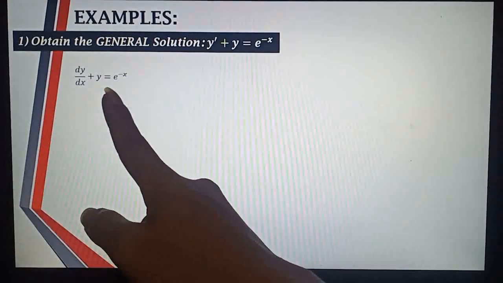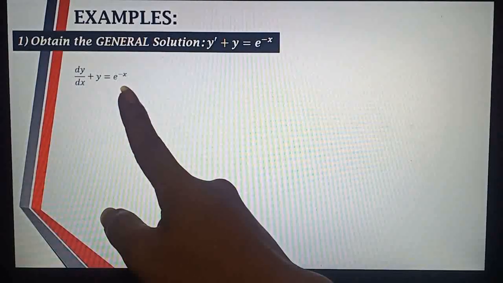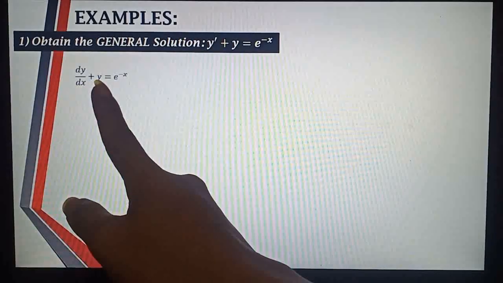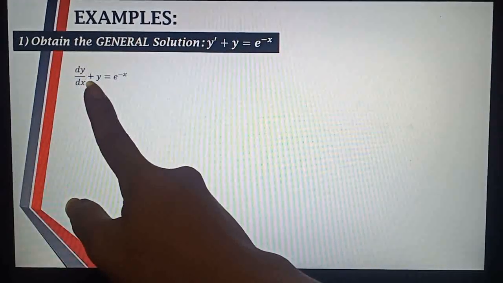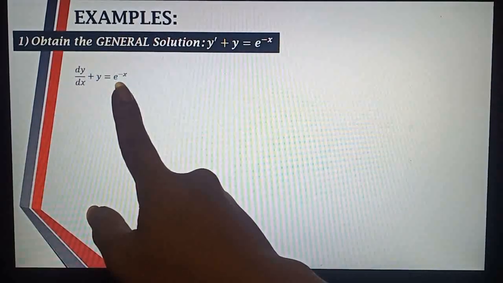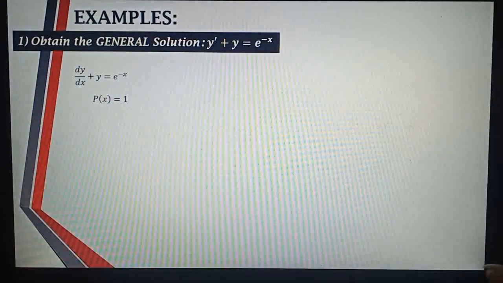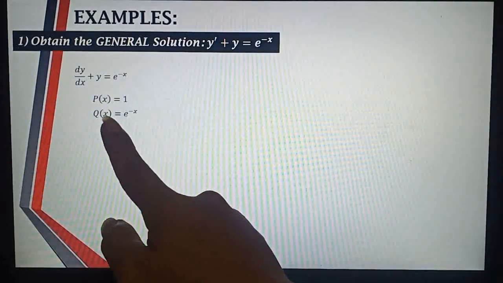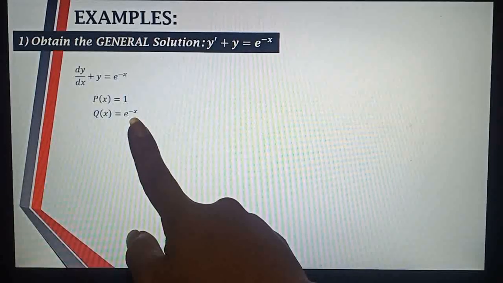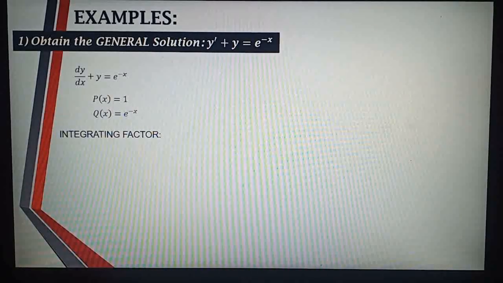Now, this is in the standard form of the linear equation. Ito na si dy over dx, tapos you have the multiplier y. Then, ang kasama ni y is 1, which can be a function of x. Tapos, yung Q of x is e raised to negative x. So, let's start. You have the P of x, which is equivalent to 1. Tapos, the Q of x, which is equivalent to e raised to negative x. After identifying your P of x and Q of x, you will now compute for the integrating factor.